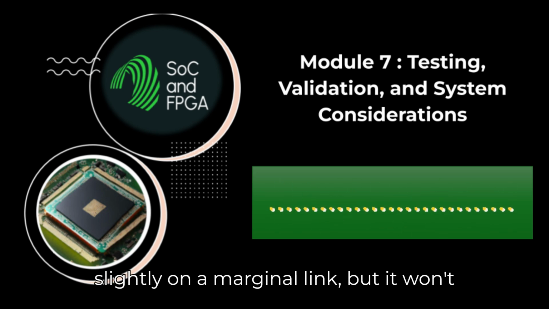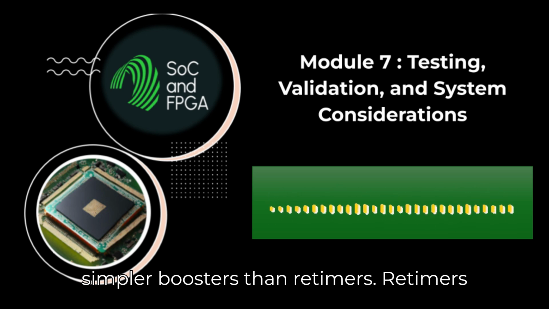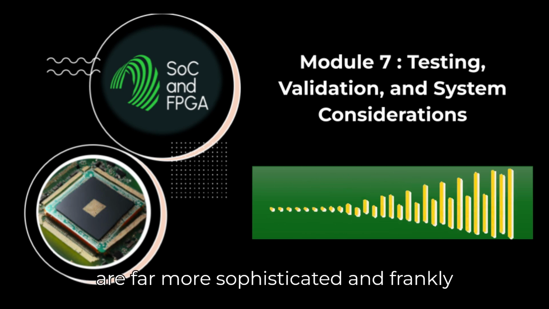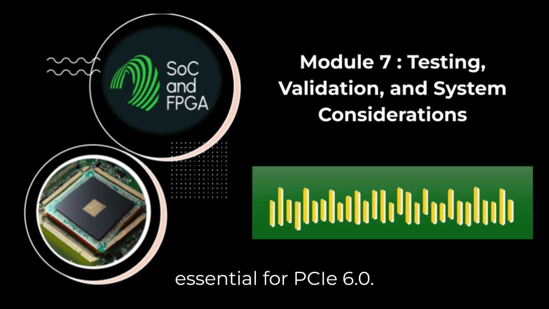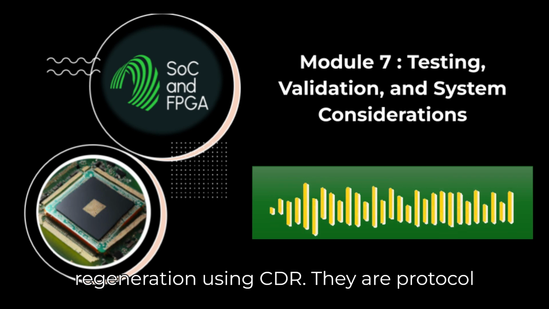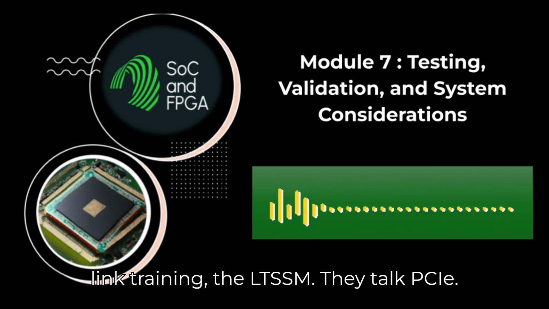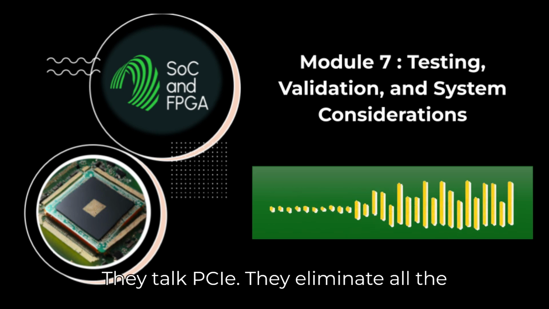It might help slightly on a marginal link, but it won't save a bad one. Okay, so redrivers are simpler boosters and retimers. Retimers are far more sophisticated and, frankly, essential for PCIe 6.0. They perform that full signal regeneration using CDR. They are protocol aware. They actually participate in the link training, the LTSSM. They talk PCIe.